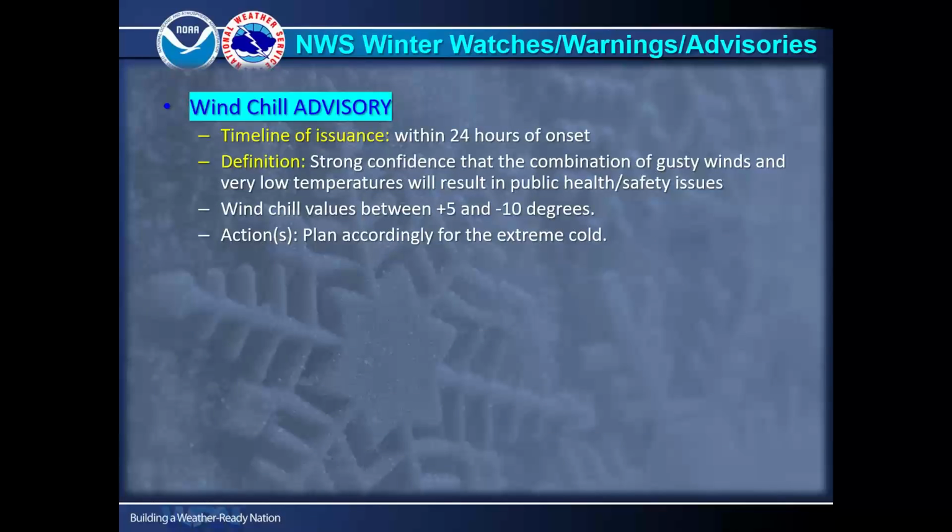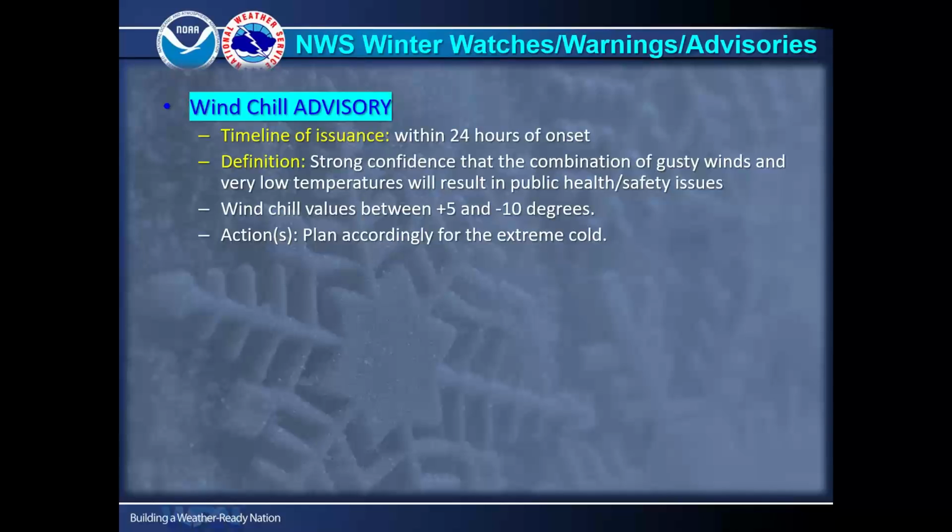Other products to keep in mind outside of precipitation is the wind chill advisory when we're talking about more extreme cold. Wind chill advisories, again, are usually issued within about 24 hours of when the threat is going to be occurring. We're basically saying we have confidence that the combination of gusty winds and cold temperatures will result in public health or safety issues, primarily related to hypothermia and frostbite if you're exposed outdoors.